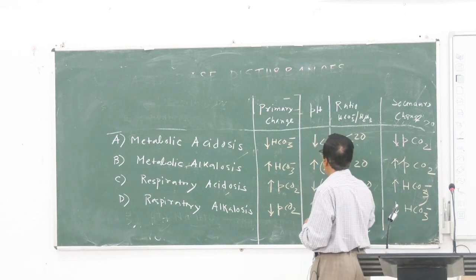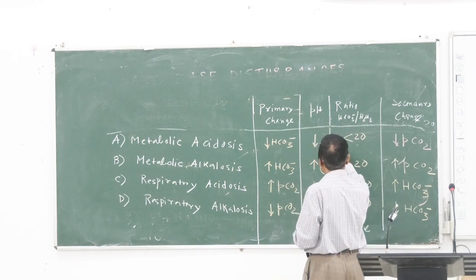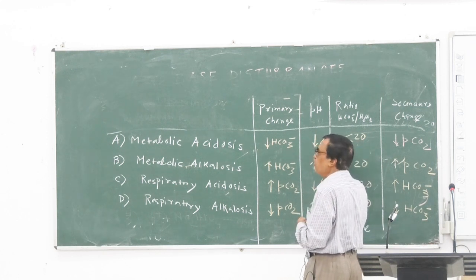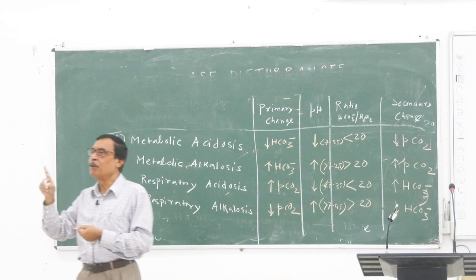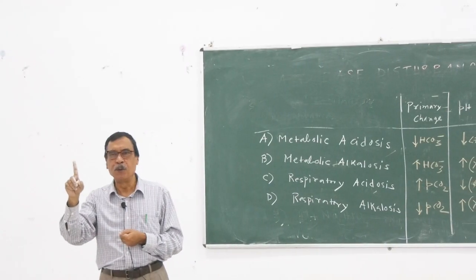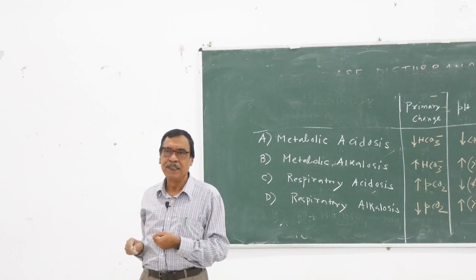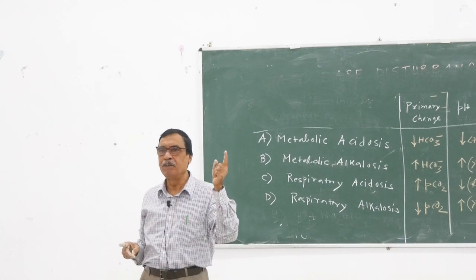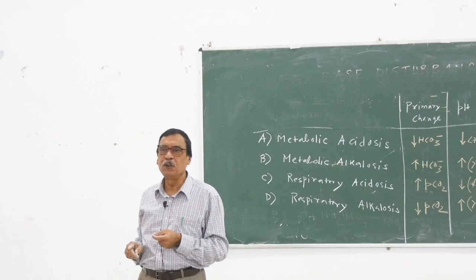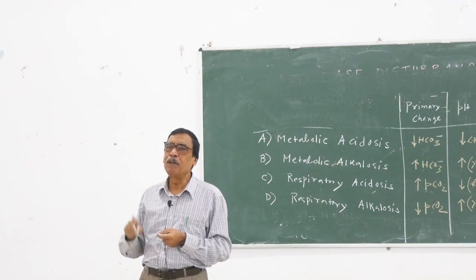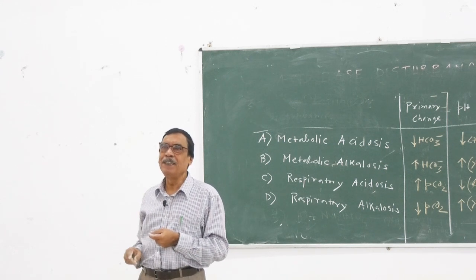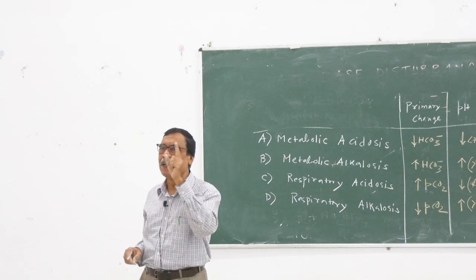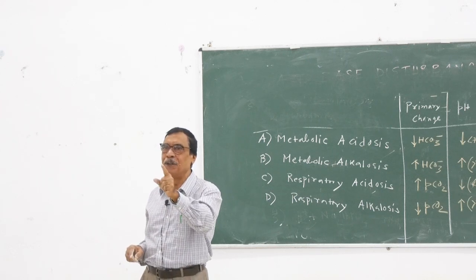7.35 to 7.45 means normal. Our body will try to bring it within 7.35 to 7.45. If the ratio is 20, then pH will be approximately 7.4. As per calculation of the bicarbonate equation, 6.1 plus 1.3 is equal to 7.4, as I have calculated in the previous class. So if the ratio is 20, then pH will be 7.4, that is normal pH. Ratio 20 means pH 7.4, normal pH. Normal ratio, normal pH. Abnormal ratio, abnormal pH.